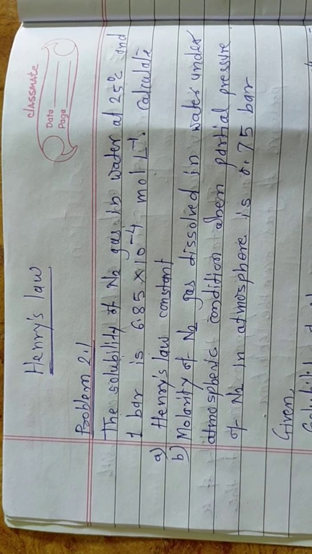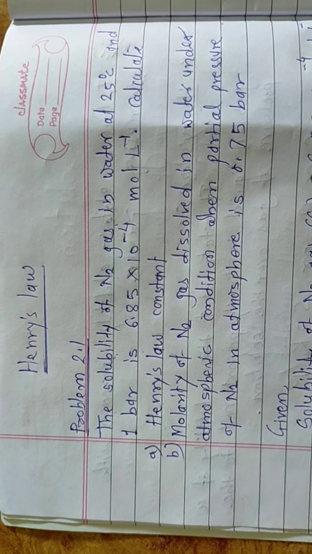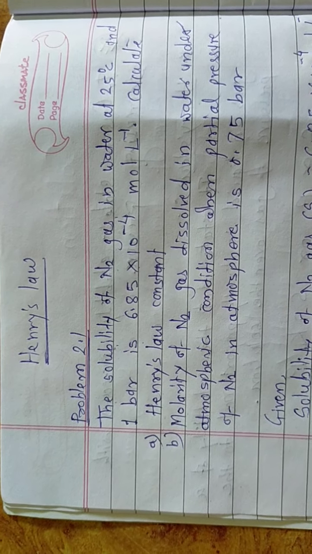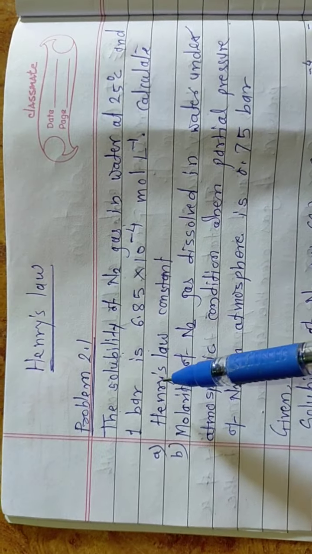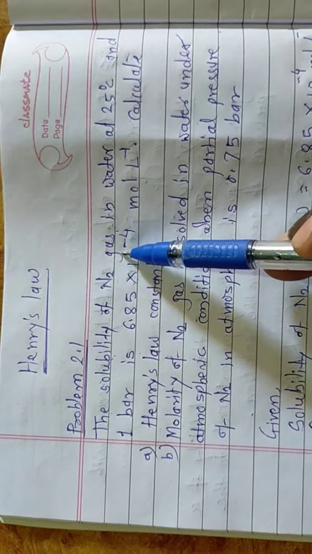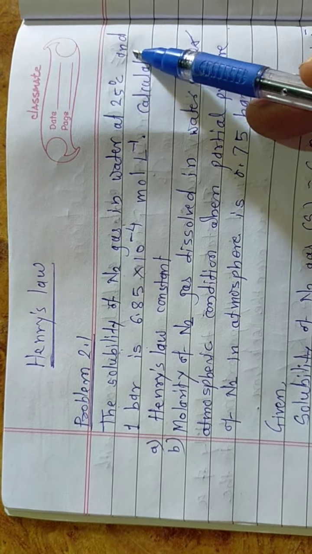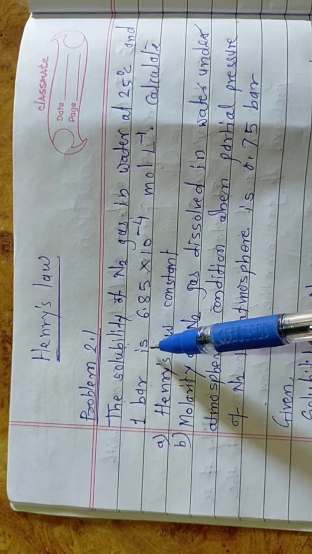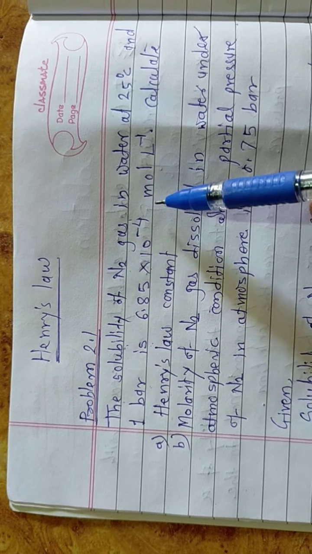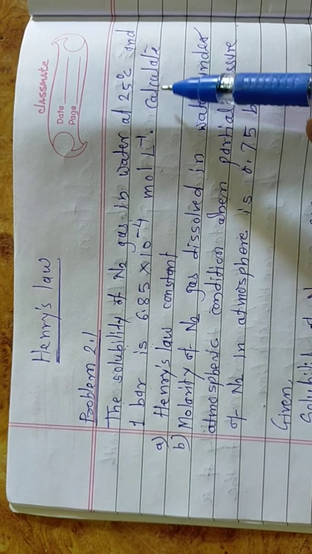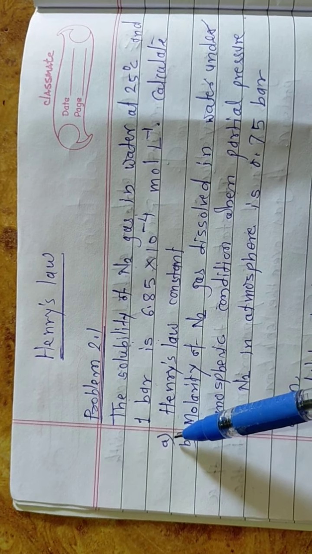Now we are going to start the numerical based on Henry's law. The numerical is: the solubility of N2 gas in water at 25 degrees Celsius and 1 bar is 6.85 × 10^-4 mole per liter. Calculate. Here there are two questions.